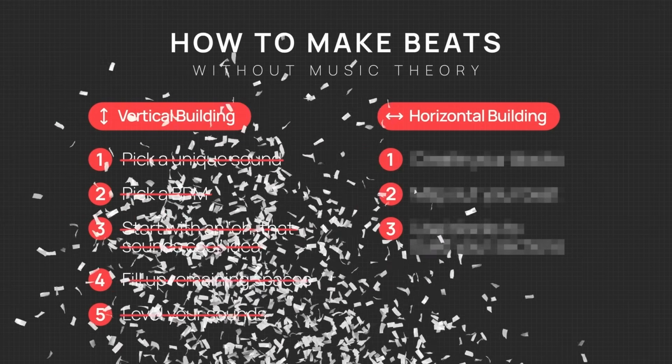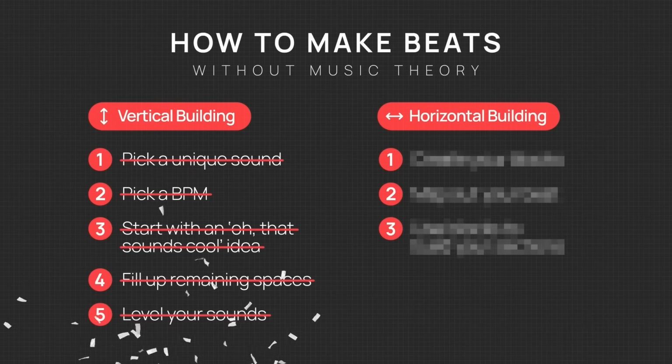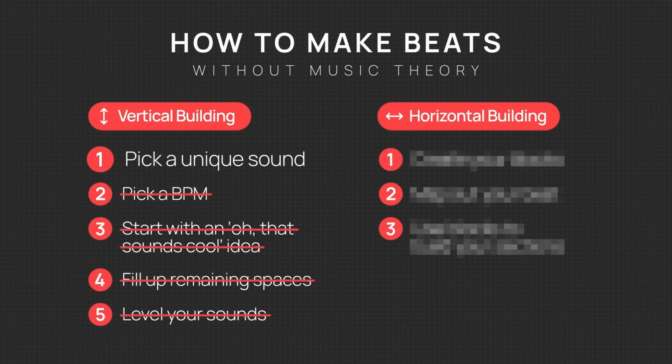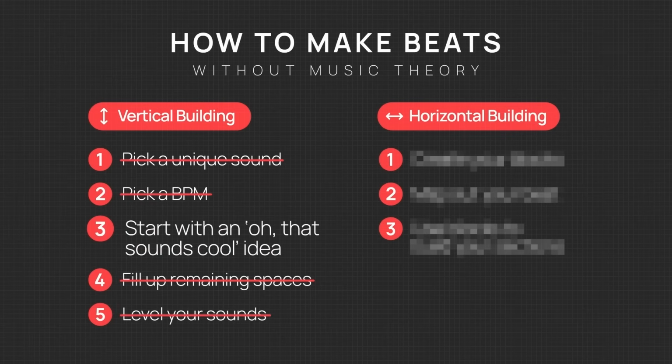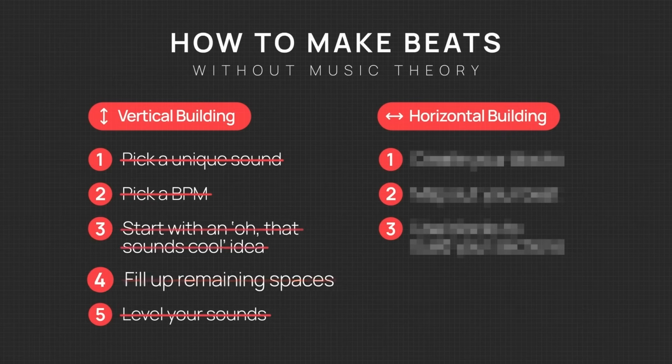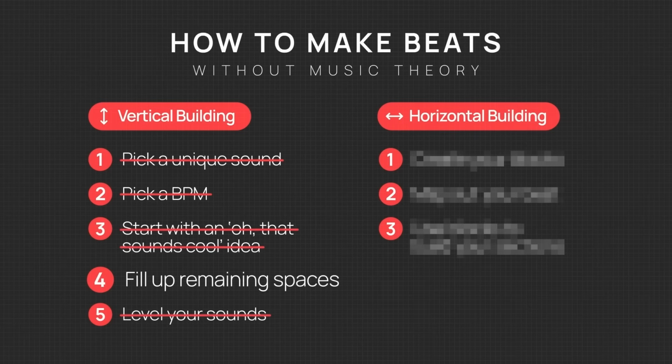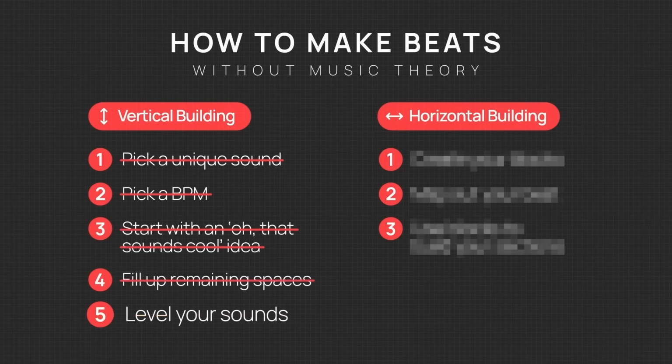As a summary, here is an approach that you can take for the vertical part of your beat making process. Number 1, pick a unique sound. Number 2, pick a BPM. Number 3, start with an "oh, that sounds cool" idea. Number 4, fill up the remaining spaces. Number 5, level your sounds.